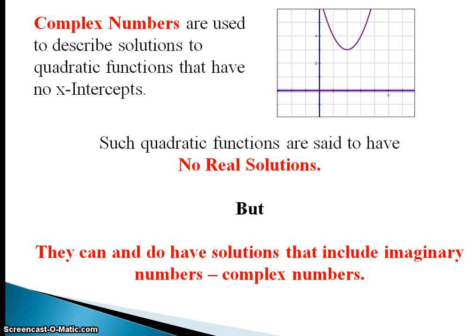Now, exactly what are complex numbers? They are numbers that include imaginary numbers, and they're used to describe solutions of quadratics that have no x-intercepts. Now pause now and sketch this graph and write down this definition of complex numbers.